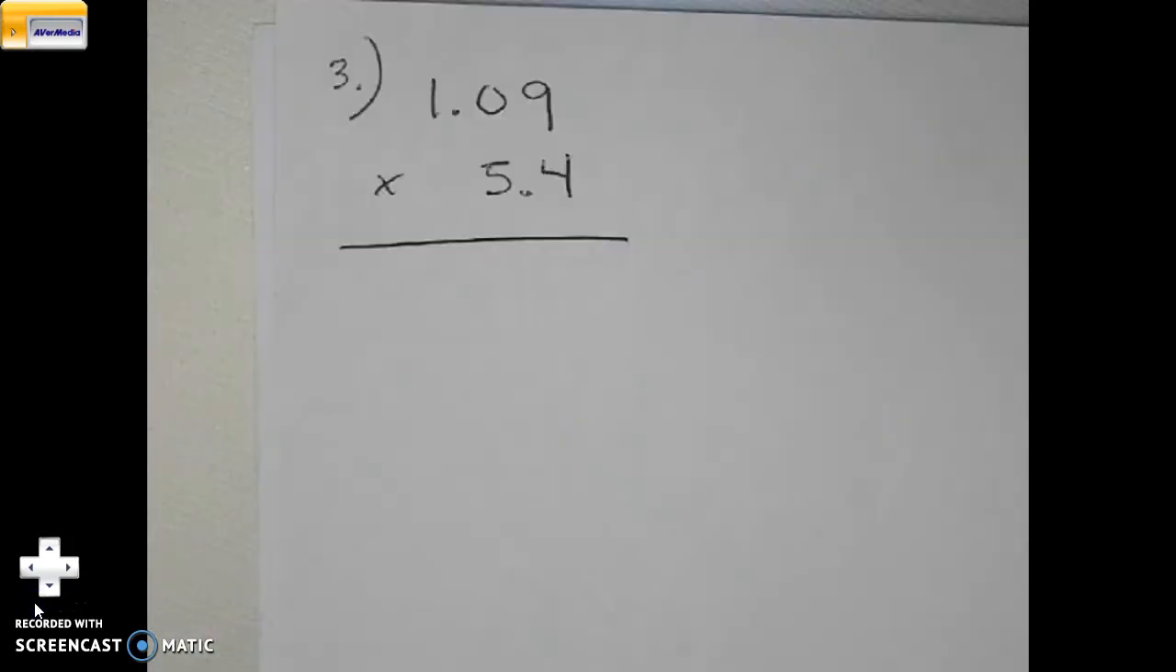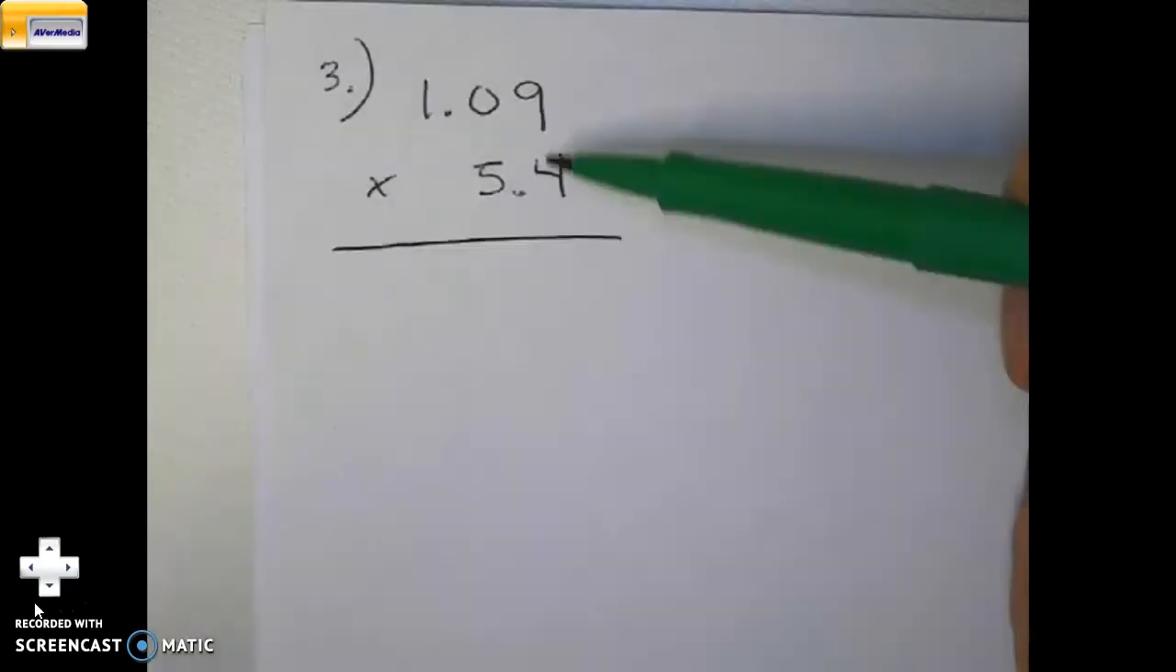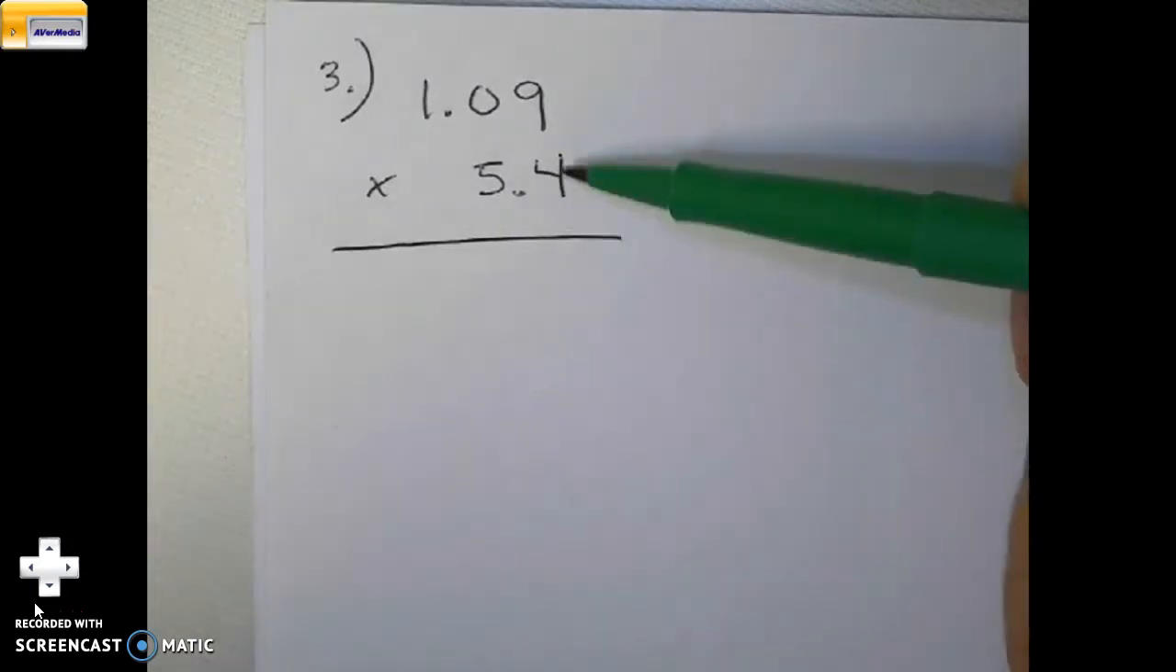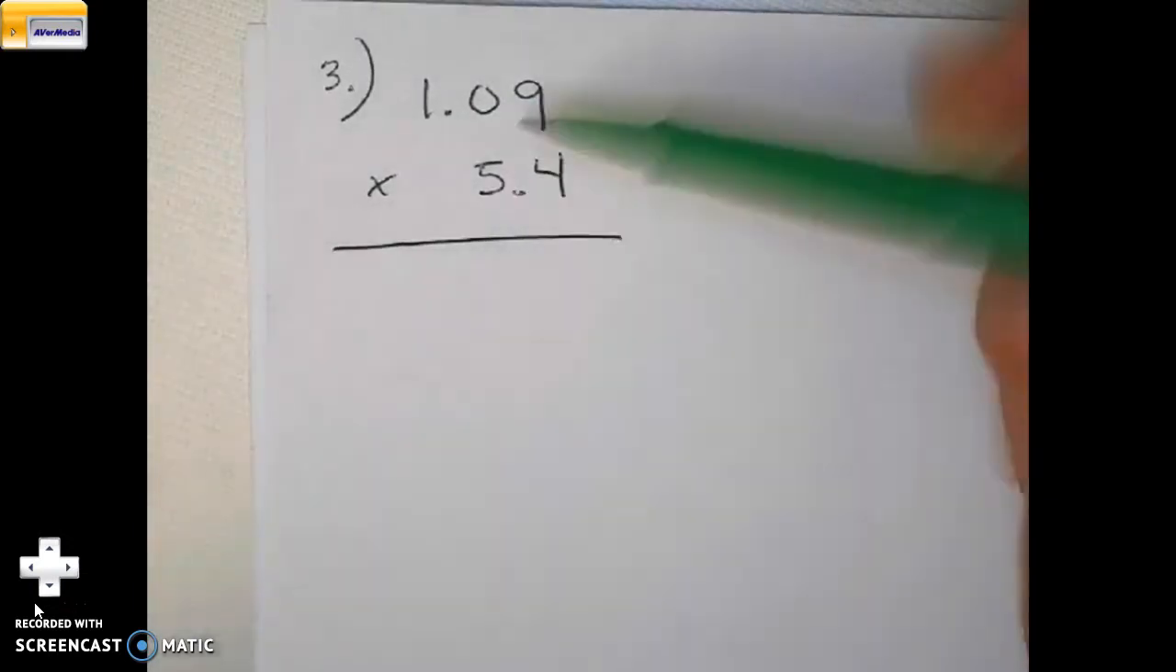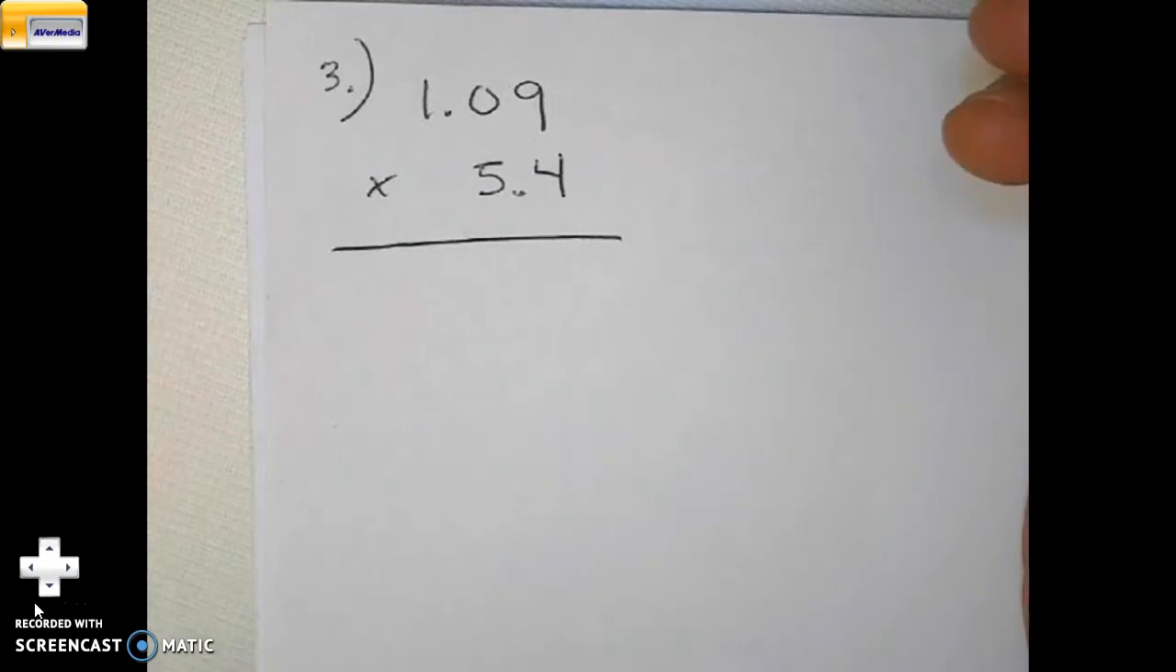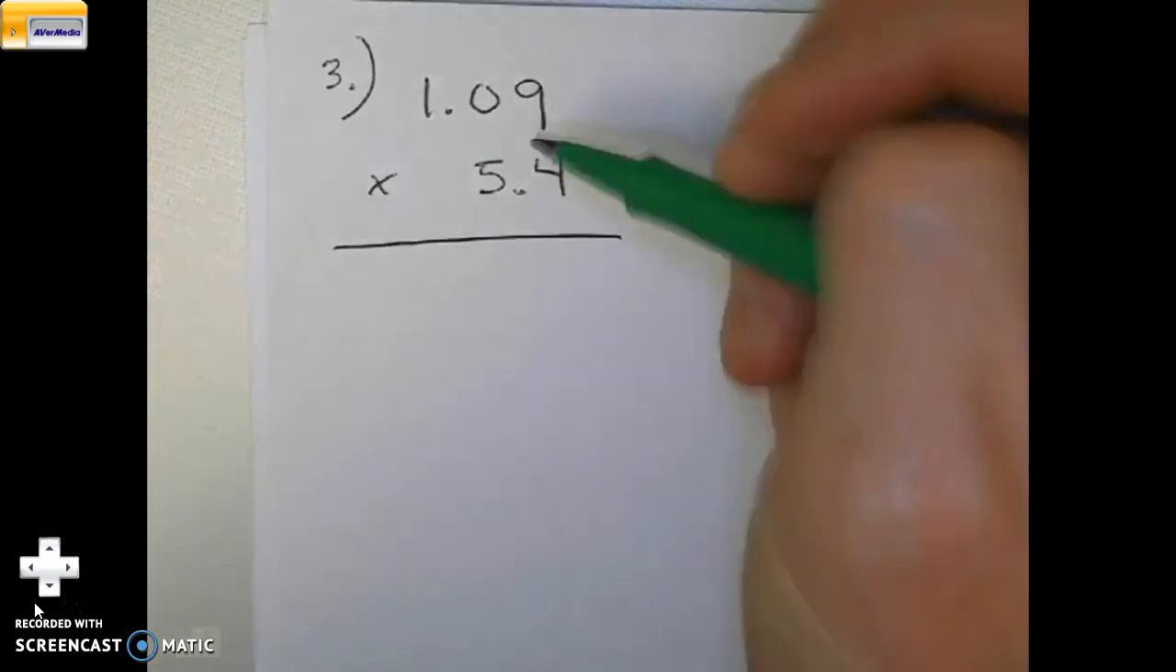Alright guys, and this one is a little different. It's the same thing written on your paper. It says 1 and 9 hundredths times 5 and 4 tenths. Now again, look how I did this. I lined up the numbers to the far right side. Now in this case, the decimals are not lined up. They do not need to be lined up. Just the numbers do. So I line these guys up.